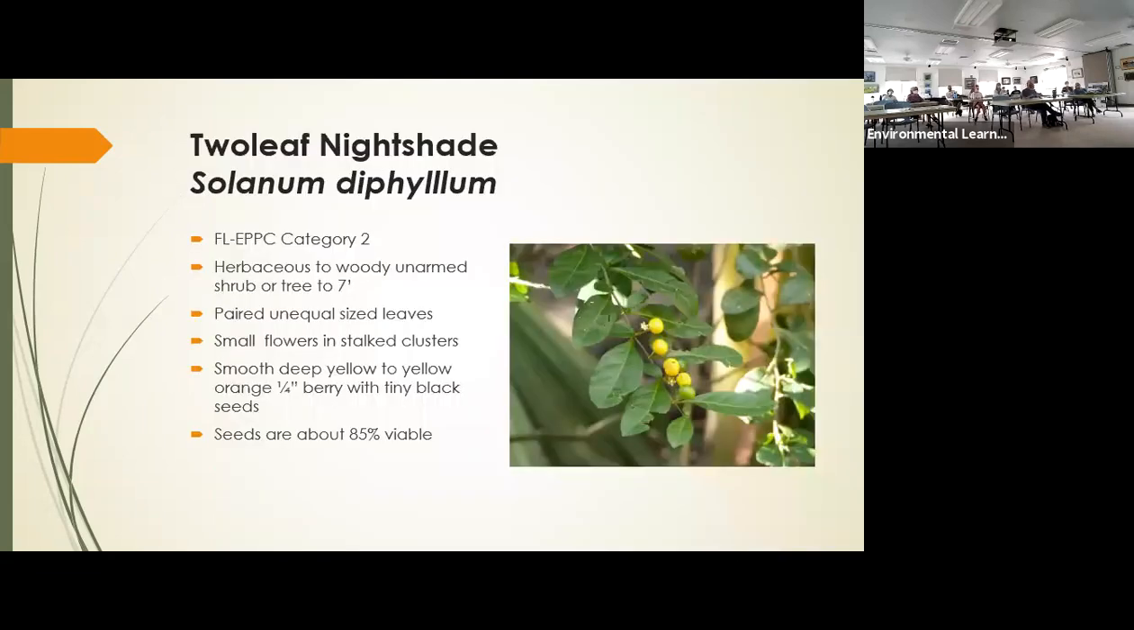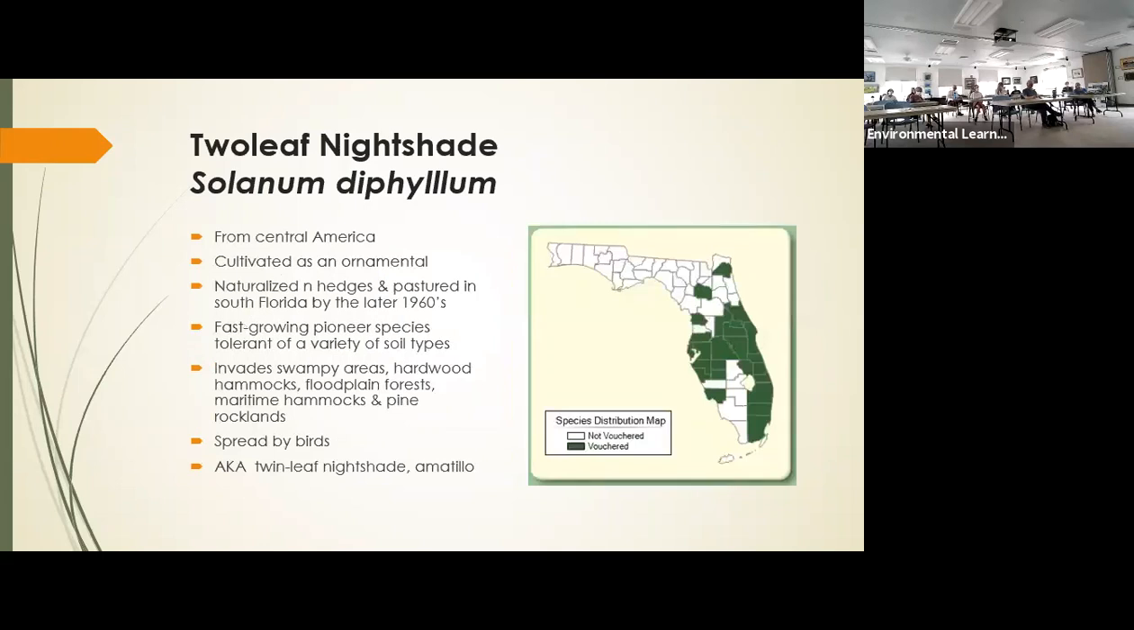And we are at the last one. So this is a small woody tree, maybe to 7 feet tall. The leaves come in pairs and they're two sizes, so teeny leaves and bigger leaves in pairs, really distinctive for identification. The fruits are yellowish, orangish berries, and about 80% of the seeds are viable. Next slide. It's from Central America. It was cultivated as an ornamental here. I actually don't see this in garden centers.